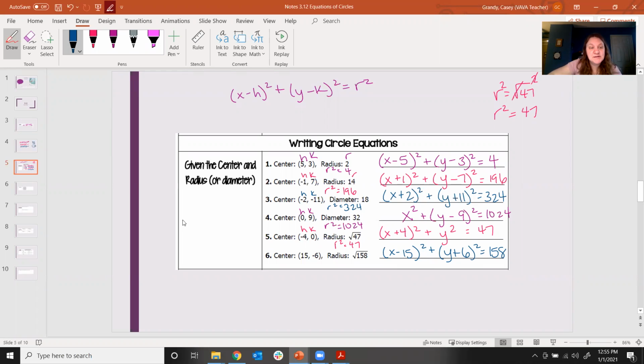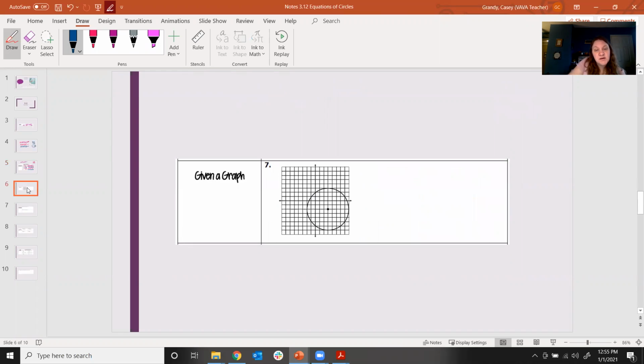All right. So now we're going to use that equation and just given different pieces of information. So in this problem, we are given a graph. So in this graph, we can find the center and the radius. It's not given to us explicitly, but we can calculate that or count the blocks. So let's see. Here's the center of our circle. So the center is at 3, -2.